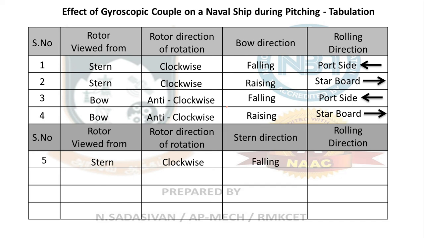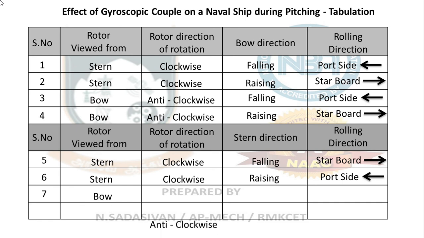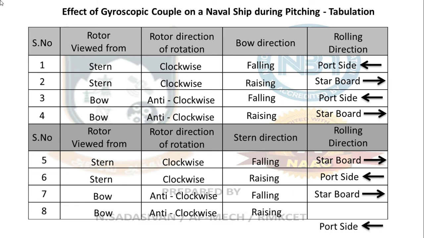So when I look from the stern, the rotor is clockwise and the back end is falling, which means the front end is rising. This result you will get. Okay, only by manipulating the words, there are only two possible results. Either the ship will roll to the port side or the starboard side. The question can be asked in many ways. That's why I have given you a large table. So that result will come here: the ship will roll to the starboard side. Similarly, stern clockwise, the back end of the ship rising, you will get port side rolling. Bow anti-clockwise, same results will repeat. Okay, I hope you understood all these.